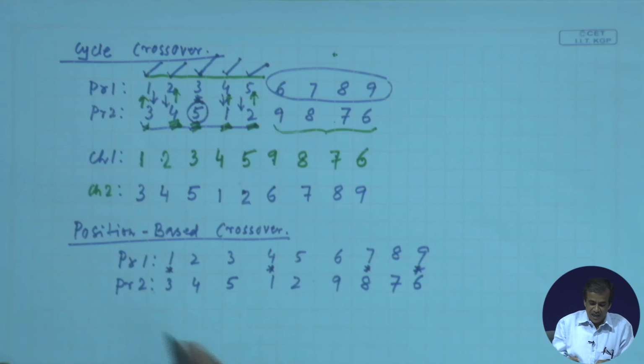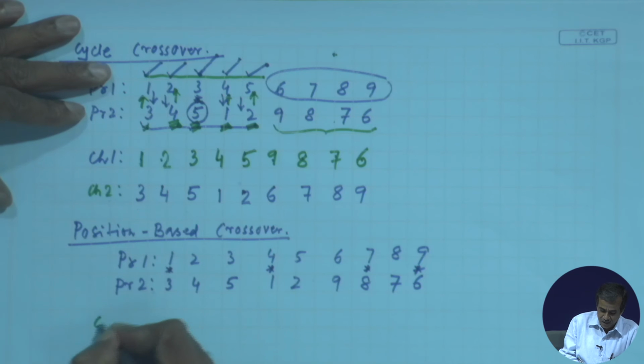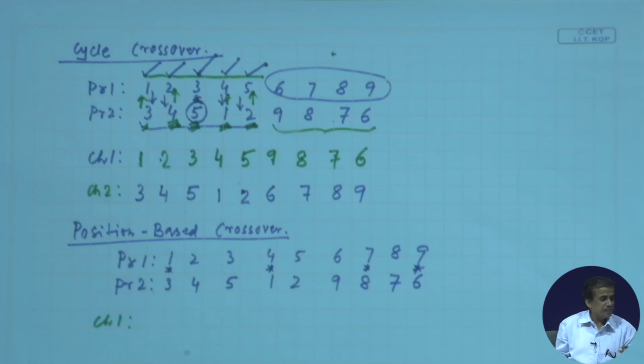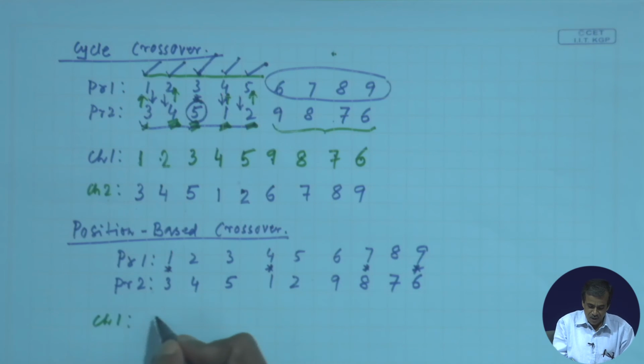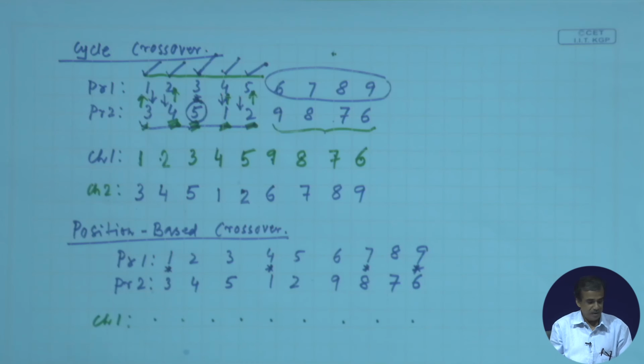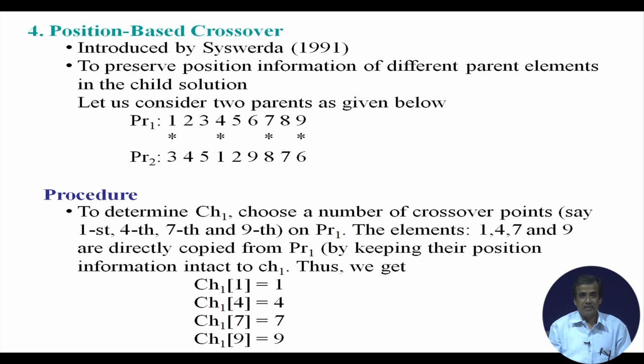Now, to get child 1, so how to get child 1? I have got 9 positions: 1, 2, 3, 4, 5, 6, 7, 8, 9. Now, the elements 1, 4, 7 and 9 are directly copied from parent 1. Okay.